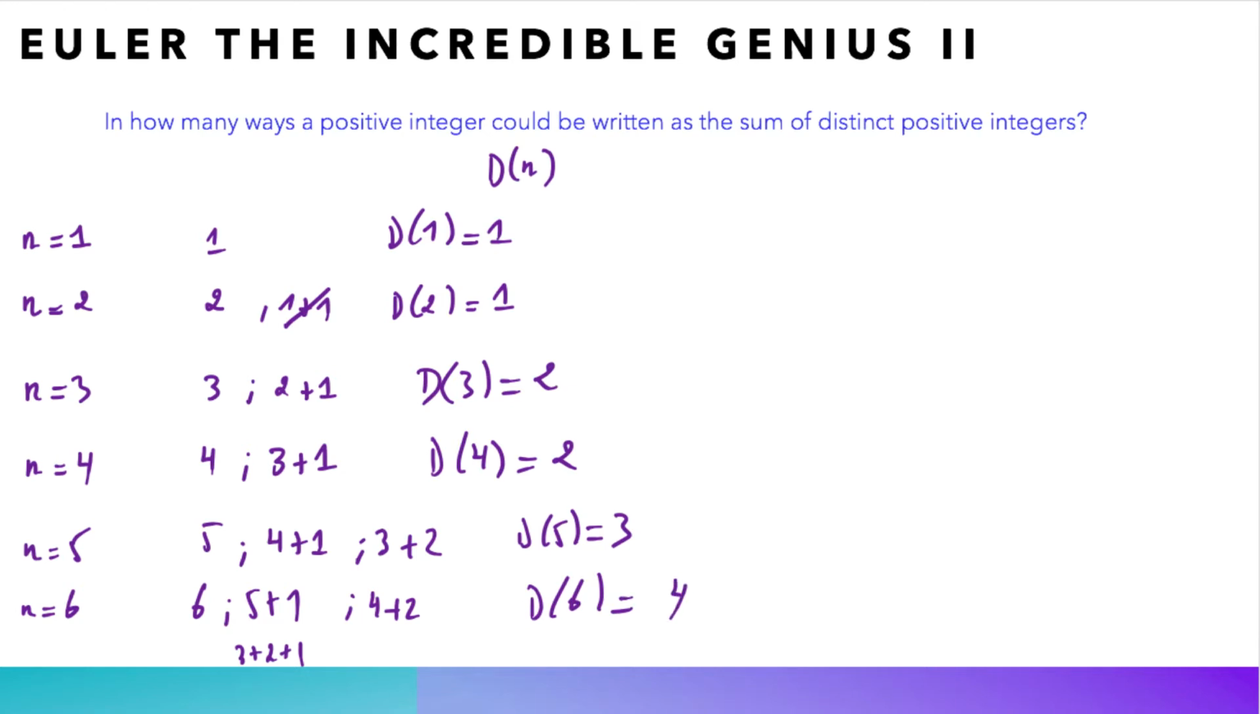I suggest you go further by yourself and check more computations of d of n, but these are tedious computations, and the natural question is: is there a systematic way in which one can compute d of n more easily than checking all the combinations in which n can be written as the sum of distinct positive integers? Well, Euler gave an incredible idea to compute d of n in a systematic way.